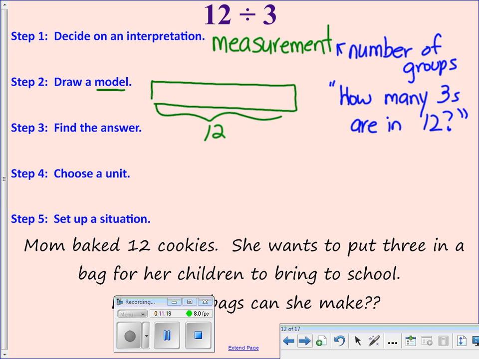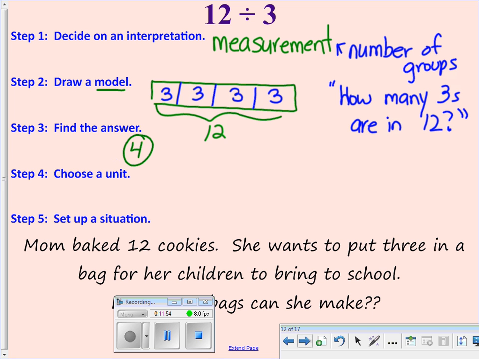So we're drawing our model. If our whole thing is 12, I want to know how many threes, how many groups of 3. So let's see. Here's a group of 3. Here's a group of 3. Here's a group of 3. Here's a group of 3. How many groups did I make? 4. You have a good teacher. You knew that right away. All right, 4. Let me write that in green so it's easier to see.